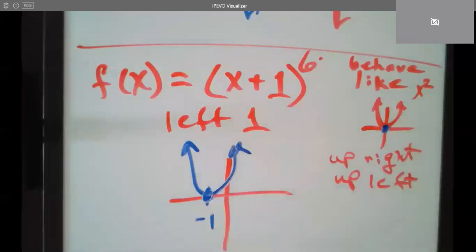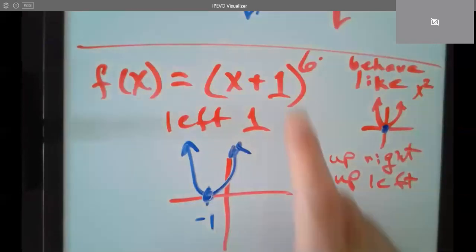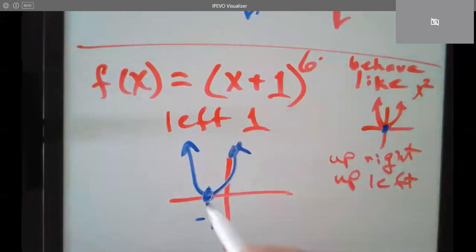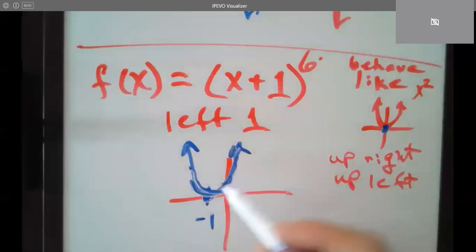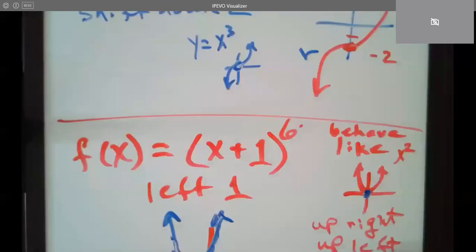All right, any questions with that one? And because it's x to the 6th, it's actually going to be wide. It's going to have like a wide bottom to it. It's going to be widened out. Okay? All right. We good? Can I erase this? All right. Let's look at the next slide.